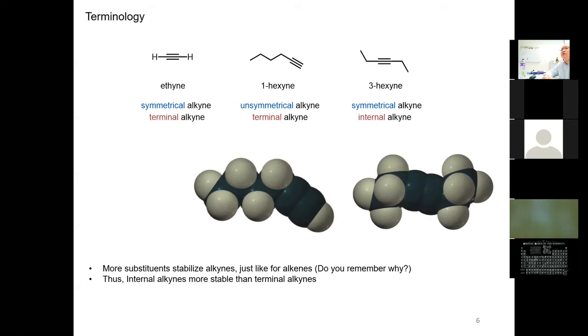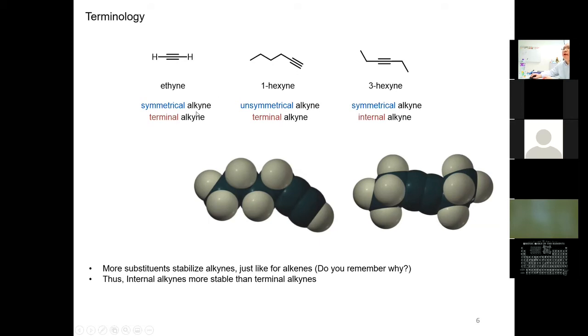So we have symmetrical alkynes and unsymmetrical alkynes. Symmetrical alkyne means the two substituents of the alkyne are the same. For example, in the ethyne case, the two substituents are two H, which are the same. In 3-hexyne, this is an ethyl substituent, and this is also an ethyl substituent, so this is a symmetrical alkyne. But for this one, one side is a 4-carbon chain, and the other one is H, so it's an unsymmetrical alkyne.